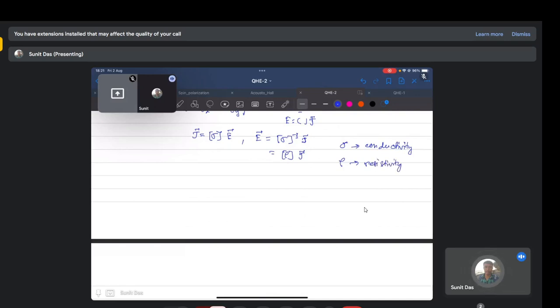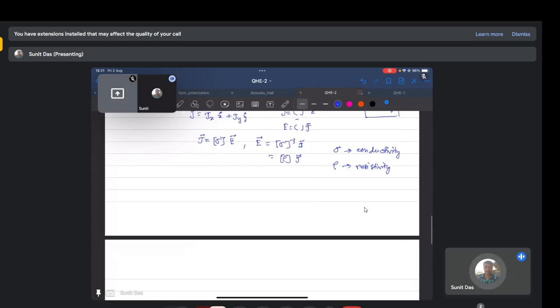By the way, just one side note, it's an interesting thing. In Ohm's law, what we read in our elementary courses is that resistance is given by rho L by A, right? And in two-dimensional cases, resistance and resistivity become the same. Dimensionally they actually become the same. So that's another interesting part of 2D.